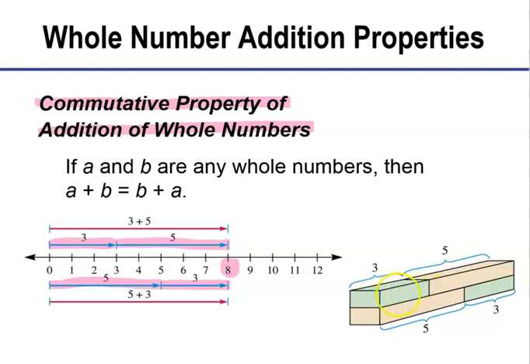Notice over here, a 3 length block added to a 5 is the same as a 5 plus a 3 length block. And that is the commutative property of addition. Commute, again, you think about what commute means. You travel back and forth, say to work. It means to move around, and you can move your numbers around.